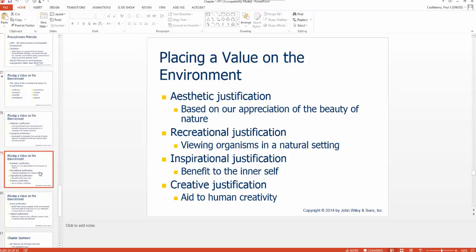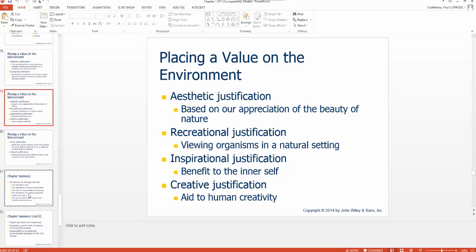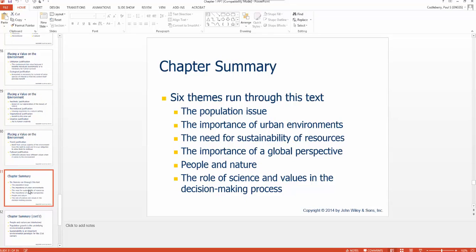And then of course, human creativity would be an aid to justification. So now we've come to the end of chapter 1. There are 6 themes that we run through in this particular chapter.